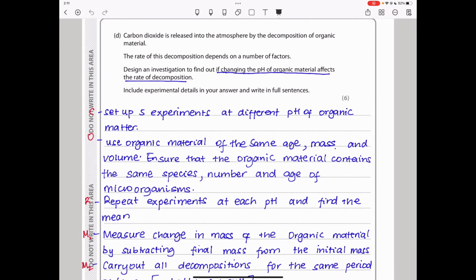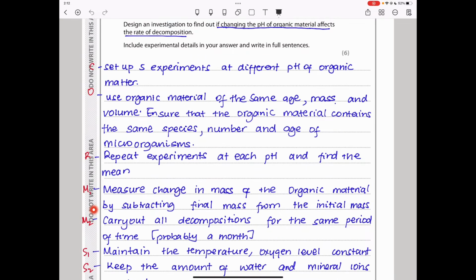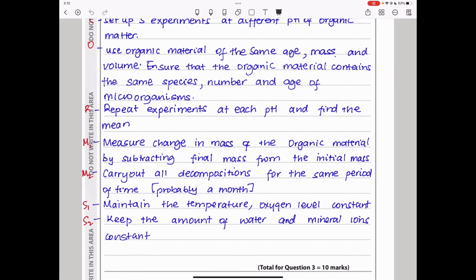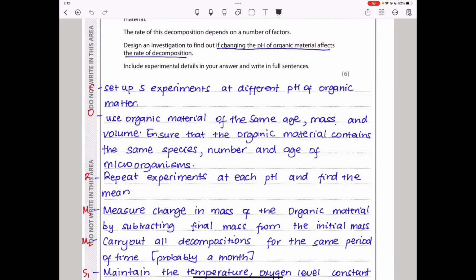So I said we need to set up 5 experiments at different pH of organic matter. When they are marking IGCSE, they consider the CORMMSS thing: the C, the O, the R, the double M's, and the double S. If you can fit the way you respond to an experimental question to these things, they will help you to ensure that you have not left out anything.